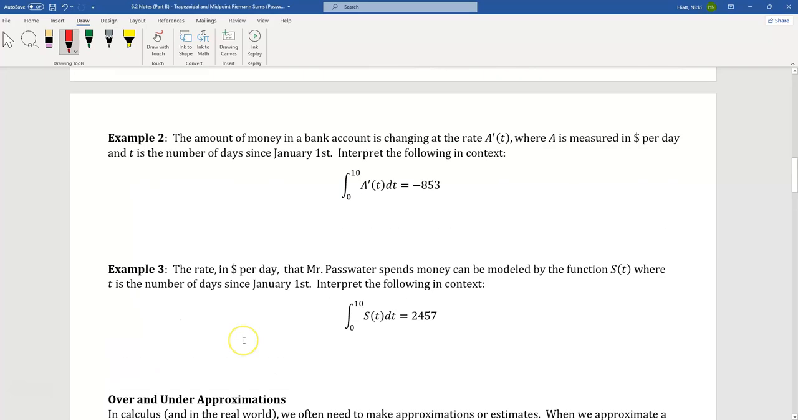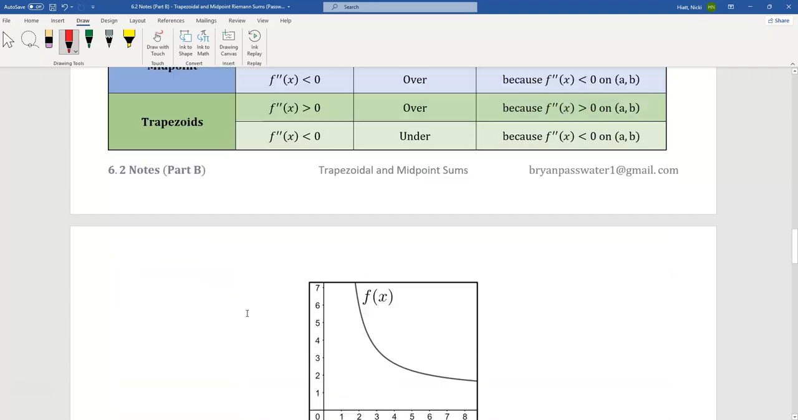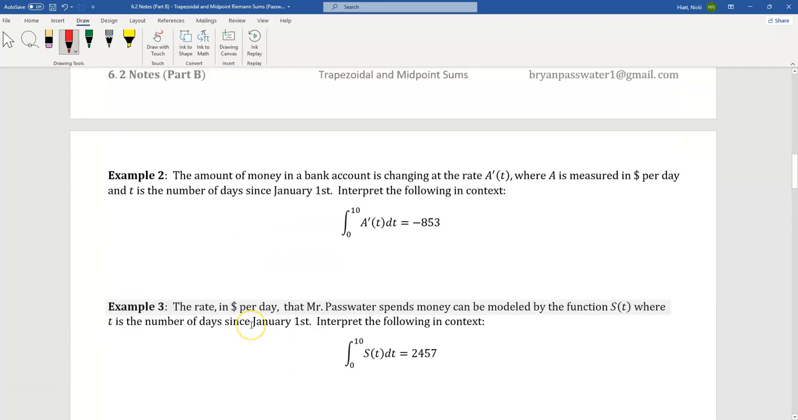Here we're just working with context on these two questions, and we might be able to talk about that a little bit, and then we'll probably have to stop. All right, so for example 2, the amount of money in a bank account is changing at a rate A prime of t, where A is measured in dollars per day and t is the number of days since January 1st. Interpret the following in context. So when we integrate, we're finding an area, right? And on our graph, t is the number of days and A prime is dollars per day.